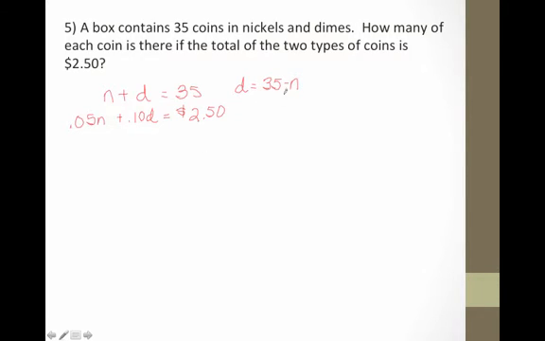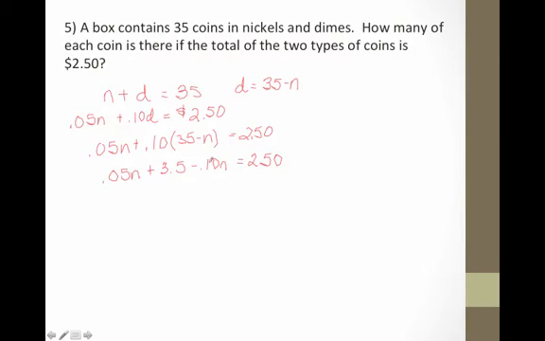So I'm going to just plug this back in when I have my D, so 0.05n plus 0.10, and instead of D I'm going to write 35 minus n equals $2.50. Okay, so I'm going to go ahead and use the distributive property. I've got 3.5 and 0.10 nickels, and that equals $2.50.